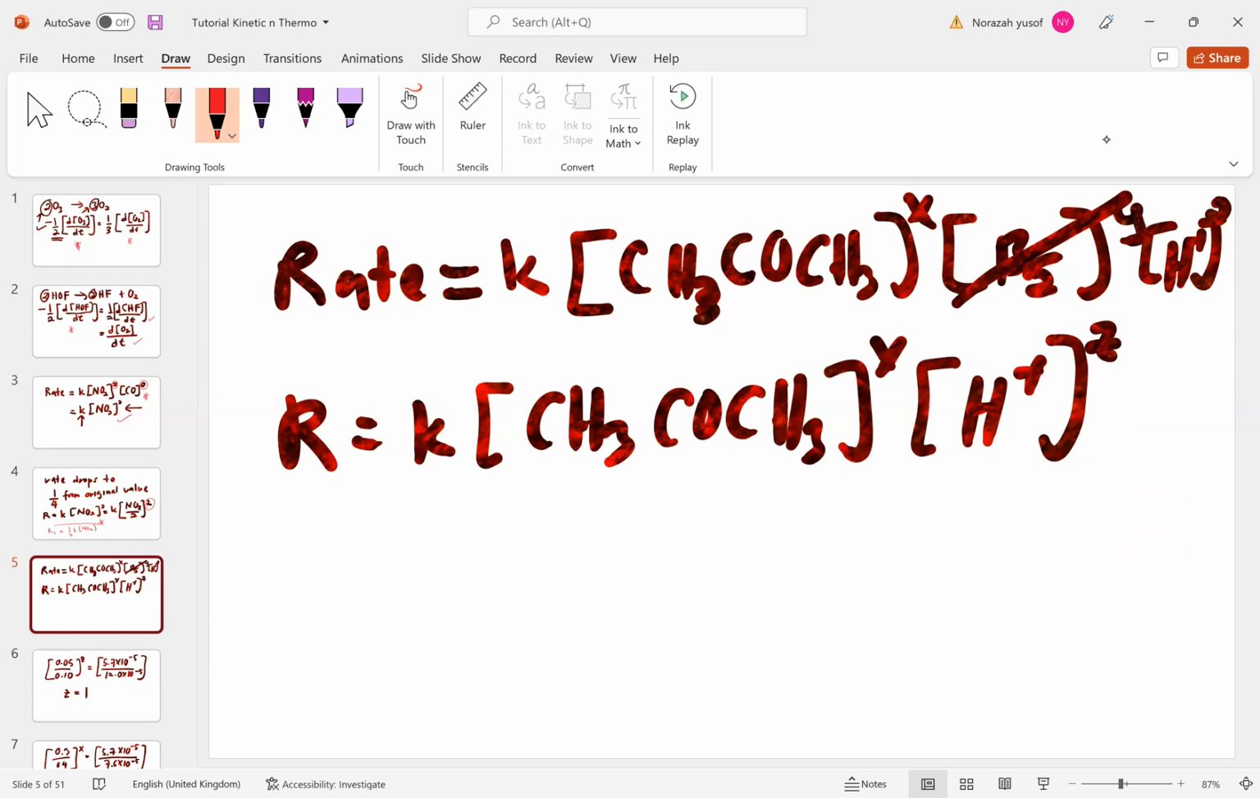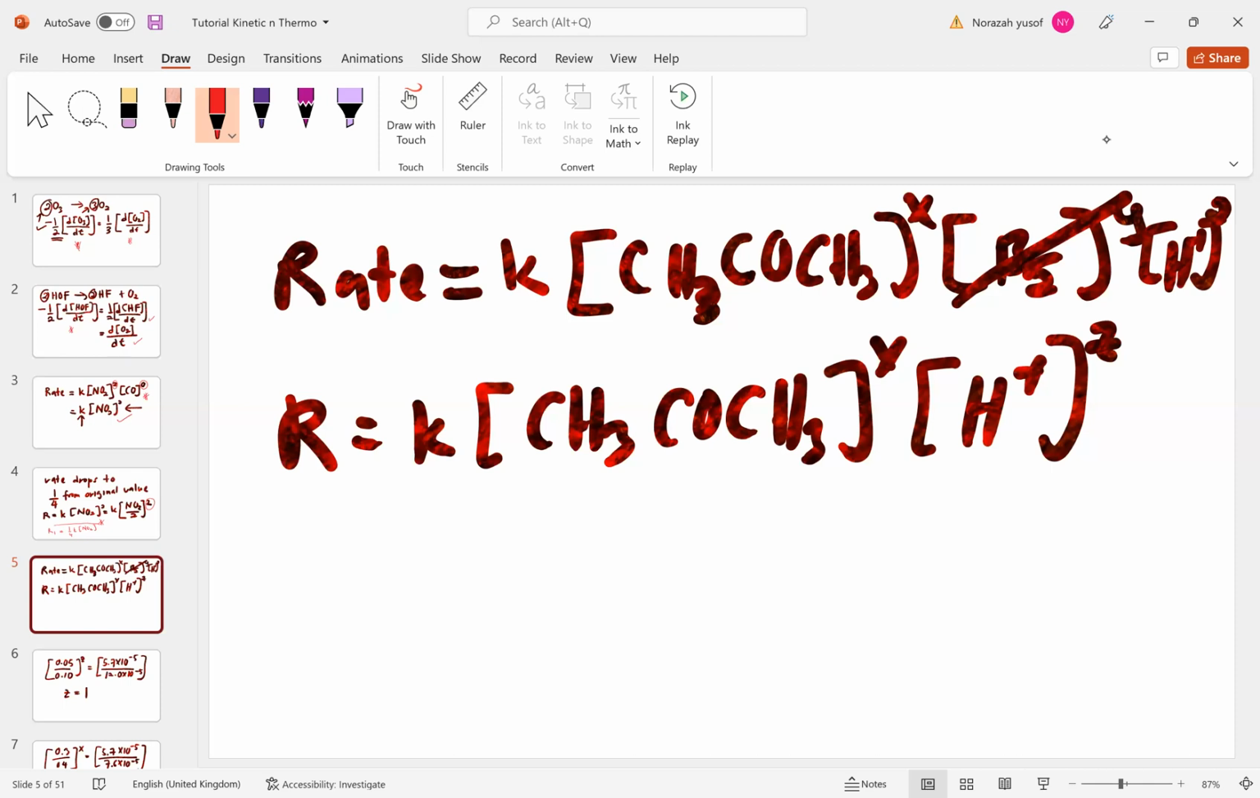The rate of disappearance of bromine was measured for several different initial concentration of acetone, bromine, and H plus. So diberi dalam jadual concentration of all the reactants, okay, at different time lah. Okay, deduce the rate expression for reaction and give the order with respect to each reactant as well as the overall order. So you need to find the reaction order for each reactant ya. Kena buat lah ya. First kita tulis dulu dia punya reaction order ya.